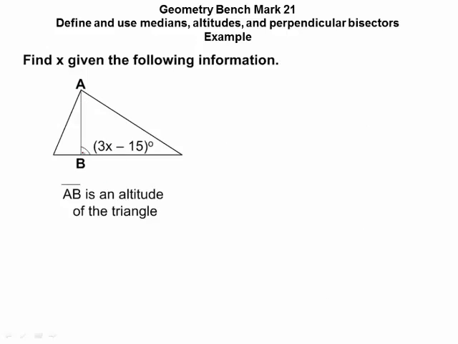AB is an altitude. What do I know about an altitude? It's perpendicular. That means that 3x minus 15 will equal 90. And then I can solve for x. So 3x equals 105, divide by 3, and x will be 35. Okay, so if you're told altitude, you know that this is 90. That's the key there. Altitude equals 90 degrees.